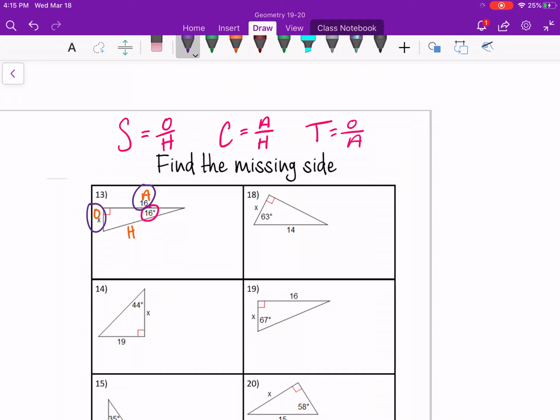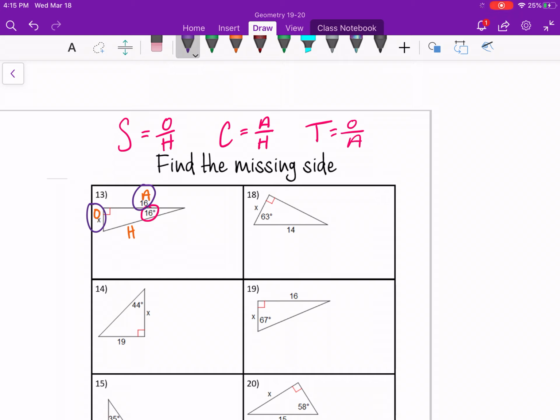And you might be thinking, what do you mean something next to the letter? Like, can I circle H because it's next to the 16? No, it has to be something written outside of the triangle, meaning that it's talking about a side length and not an angle. Angles are always going to be written on the inside of the triangle. Side lengths are always going to be written outside of the triangle.